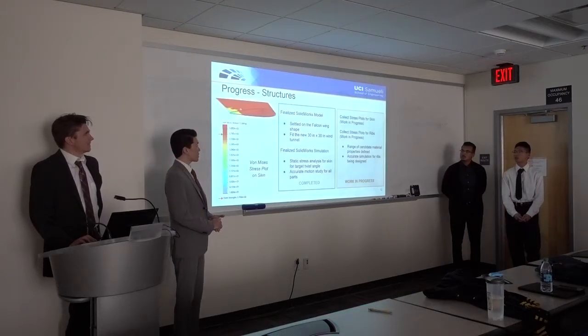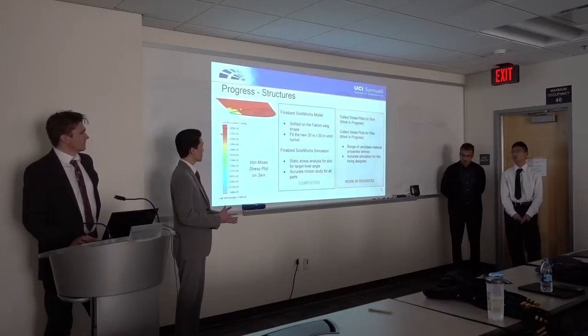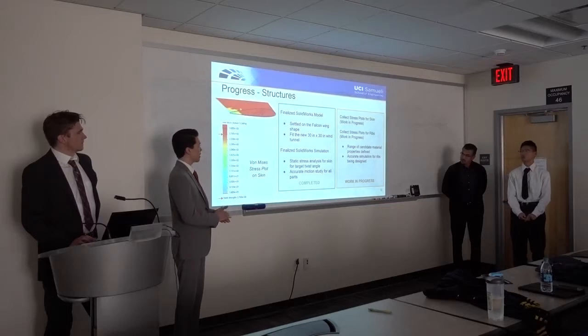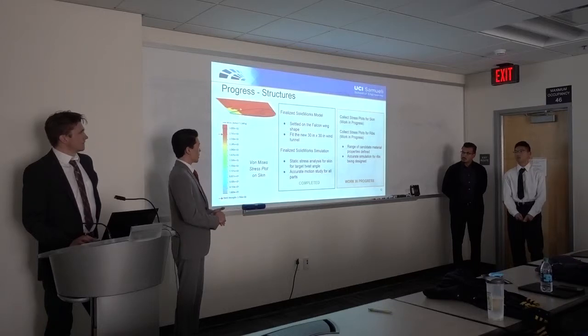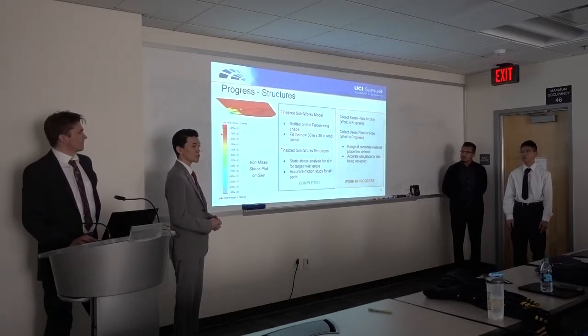So the structure sub-team has finalized our SolidWorks model. We scaled it up from the previous size. Originally it was 250 millimeters in wingspan. We're taking advantage of the new larger wind tunnel, so now it's 600 millimeters in wingspan. The assembly is set up in SolidWorks, so we can run simulations on it, static stress analysis, and that's what we're working on right now. We're trying to collect stress plots for the skin and for the ribs, so we can see how the different materials will react.